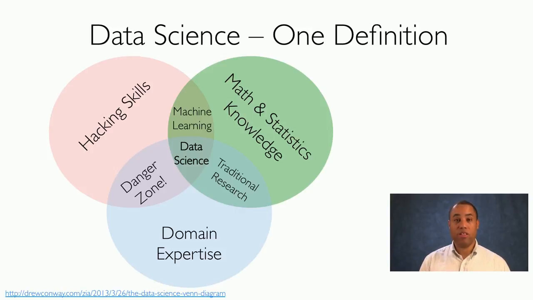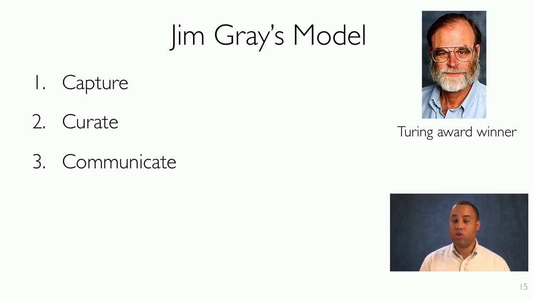So recall that we had this definition of data science. It combines hacking skills along with math and statistics knowledge, along with domain expertise. So let's start with Jim Gray's model. His model is that you capture data, you then curate that data, and then you communicate the results.